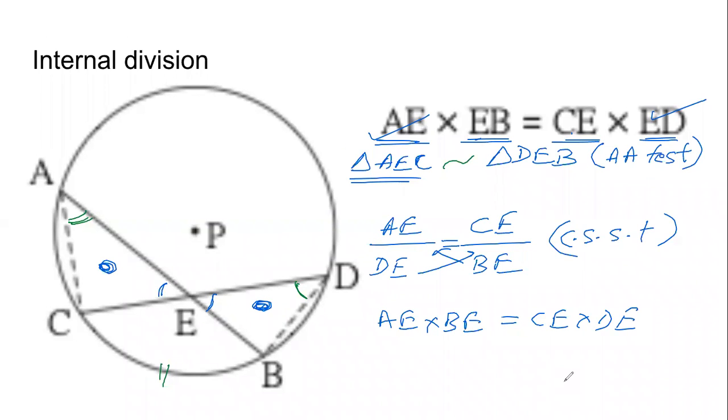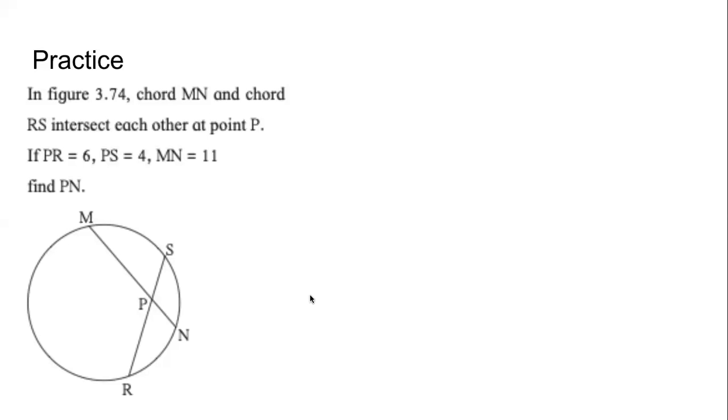So if we know similarity that we started studying in class 9, we finished in the first chapter of Maths 2, we will be able to write this proof. AE into EB equals CE into ED. I'm not telling you where this question is from. This is directly from the textbook. You will figure out when you study the textbook.